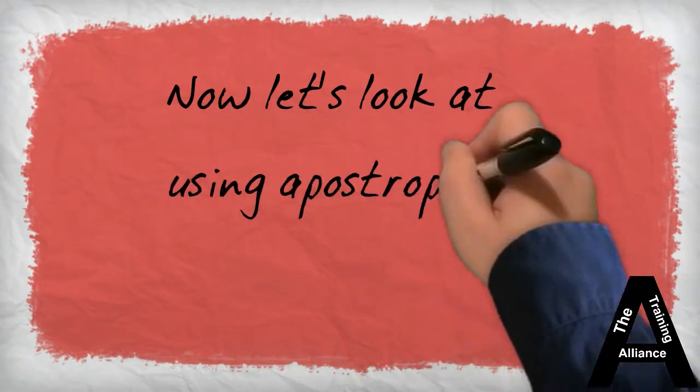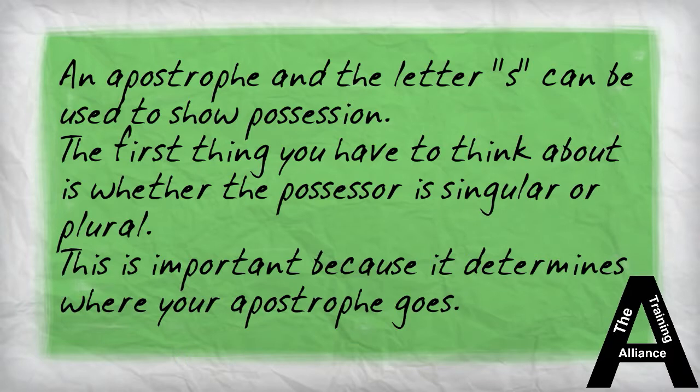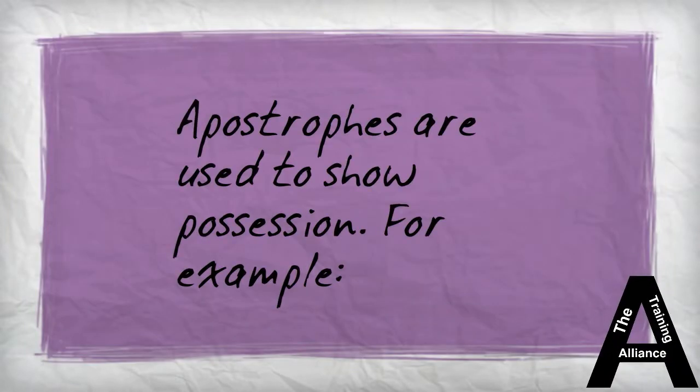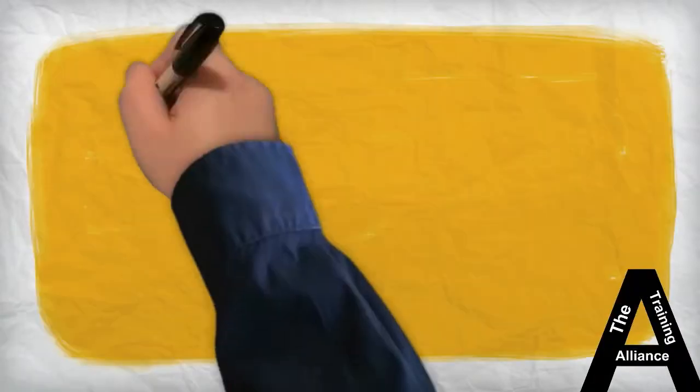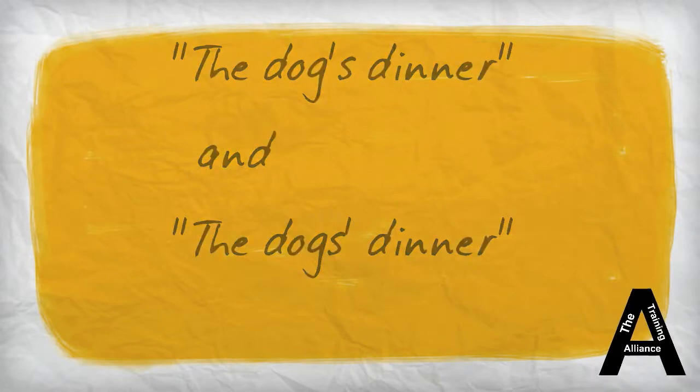Now, let's look at using apostrophes for possession. An apostrophe and the letter S can be used to show possession. First thing you have to think about is whether the possessor is singular or plural. This is important because it determines where your apostrophe goes. Apostrophes are used to show possession. For example, the dog's dinner and the dogs' dinner.